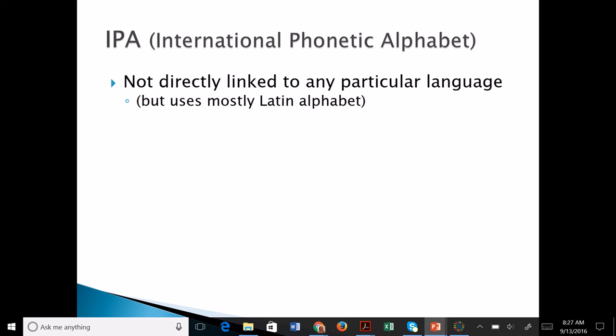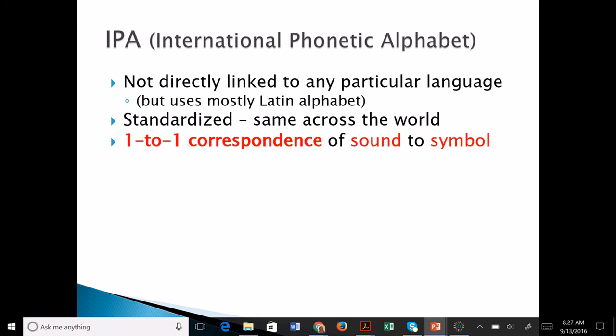However, there is a Western European bias to the IPA in that it uses mostly the Latin alphabet, which is exactly the alphabet that we use in English, although some of the symbols, as we'll see, are going to be a little bit different. The IPA is a standardized system, meaning it's basically the same wherever you go in the world. So a linguist in Asia can communicate with a linguist in North America or Europe about the sounds of language, and then all of these linguists know exactly what sounds they're talking about.